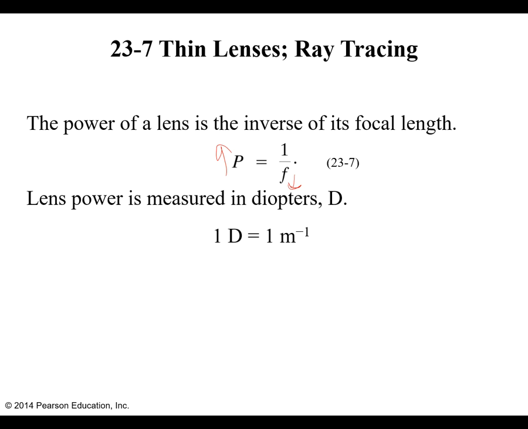Now, the power that we've talked about before is energy per unit time, or joules per second. The unit here would just be 1 over meters, or inverse meters, which we call a diopter. So that's a different unit for the power of a lens.